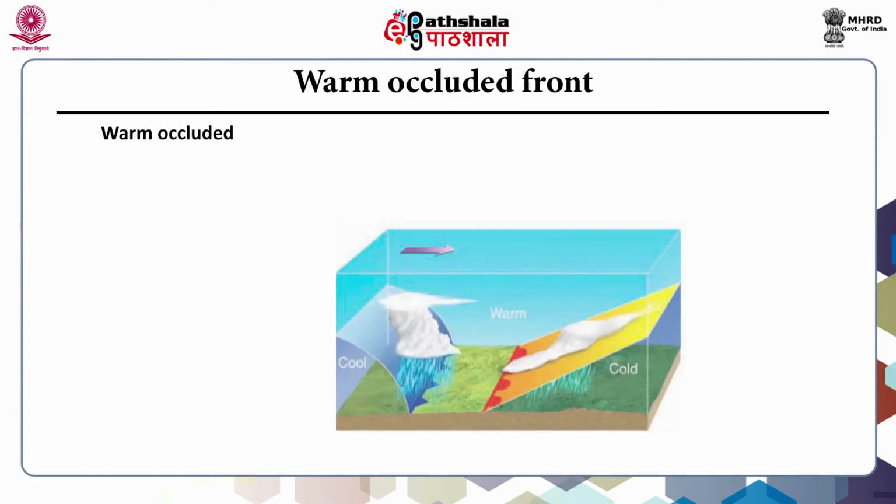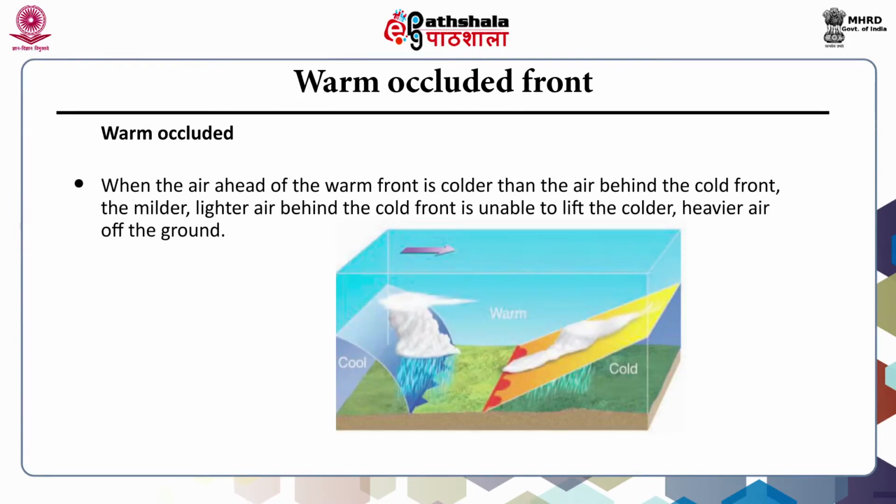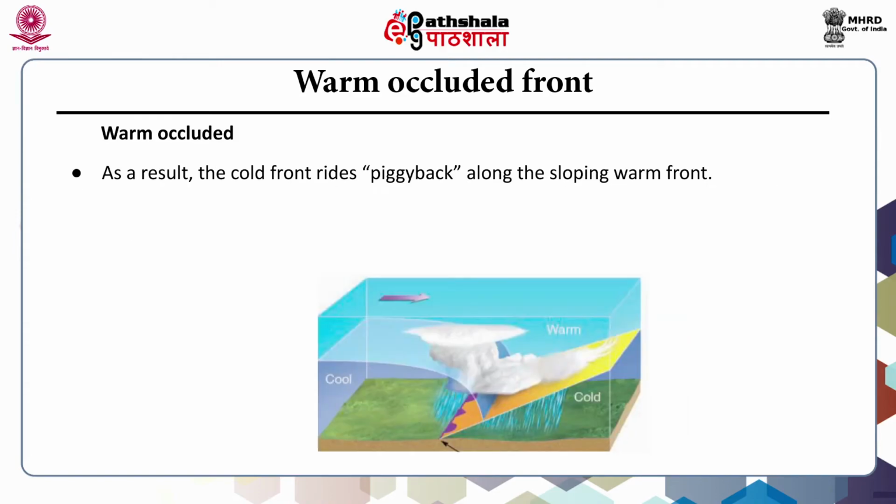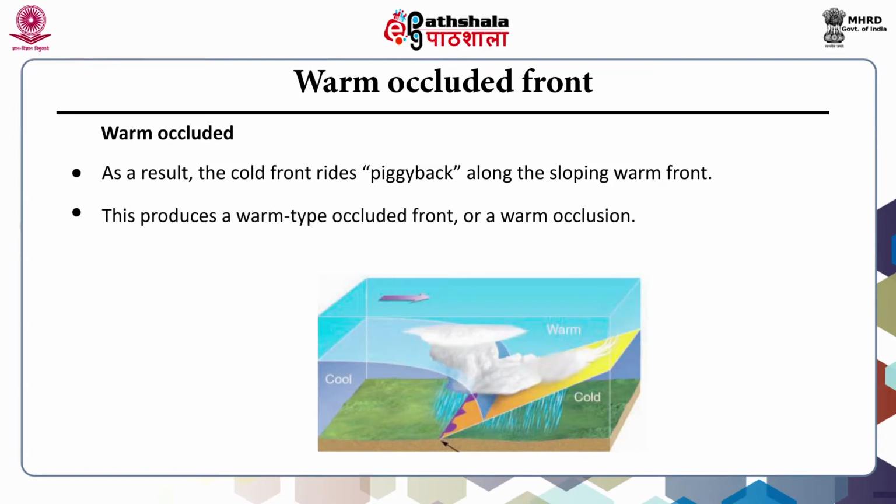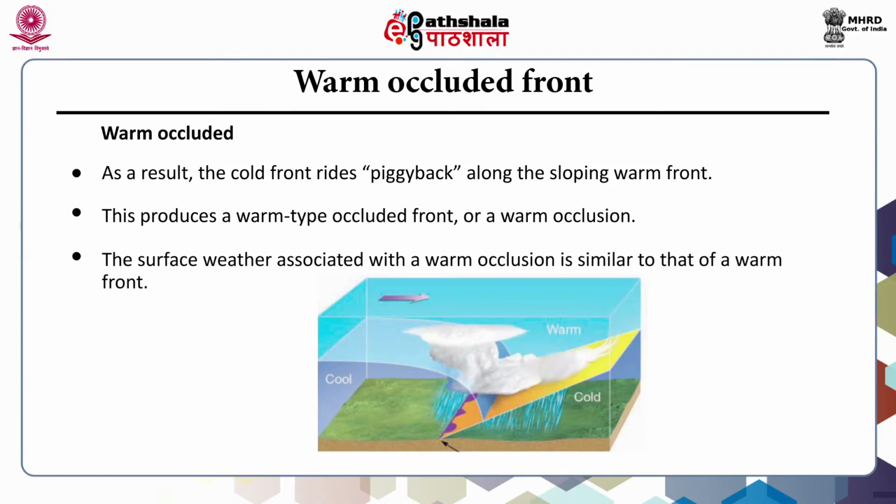Warm occluded front. When the air ahead of the warm front is colder than the air behind the cold front, the milder, lighter air behind the cold front is unable to lift the colder, heavier air off the ground. As a result, the cold front rides piggyback along the sloping warm front. This produces a warm type occluded front or a warm occlusion. The surface weather associated with a warm occlusion is similar to that of a warm front.